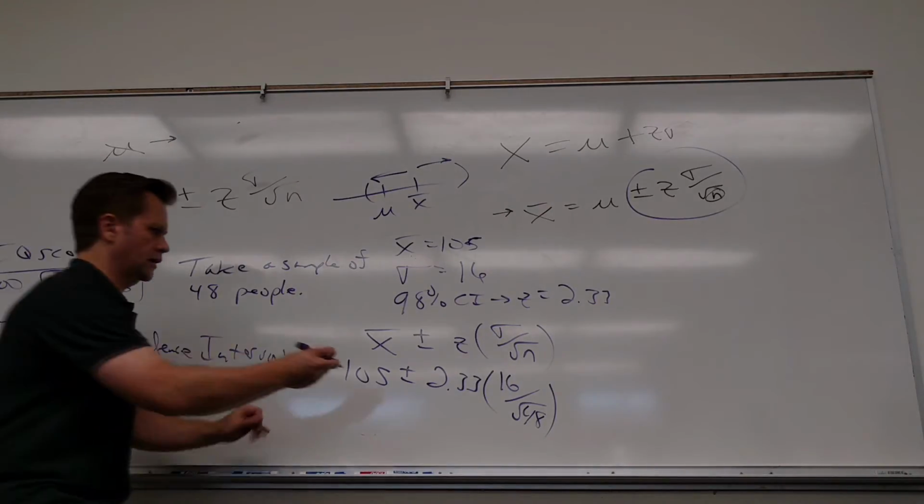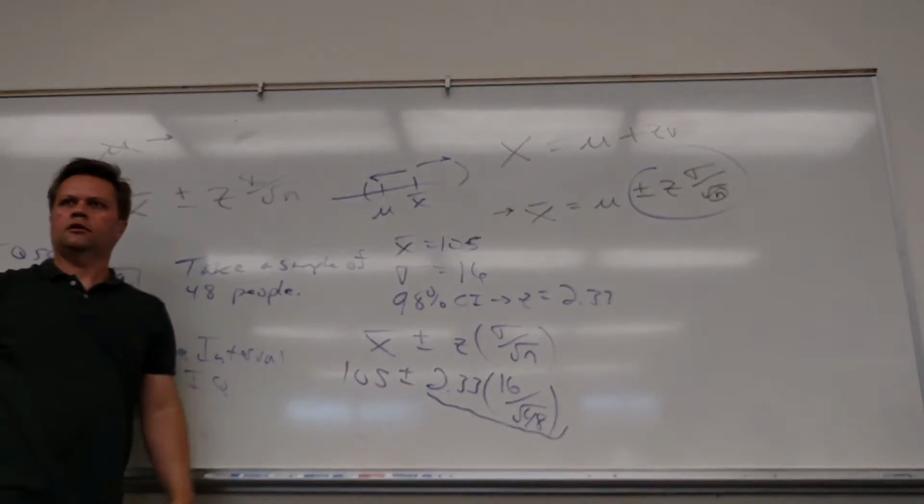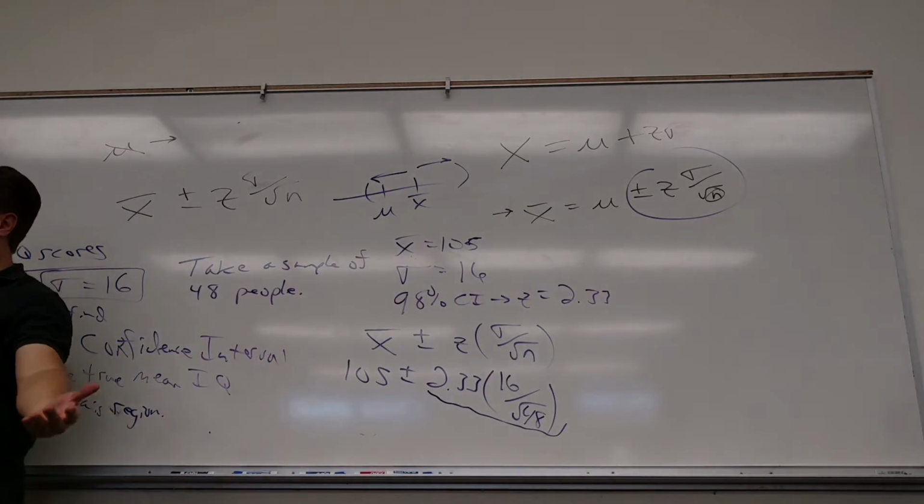Roughly. So what I normally do is I calculate this first, and then I can add that to 105, subtract it from 105, right?